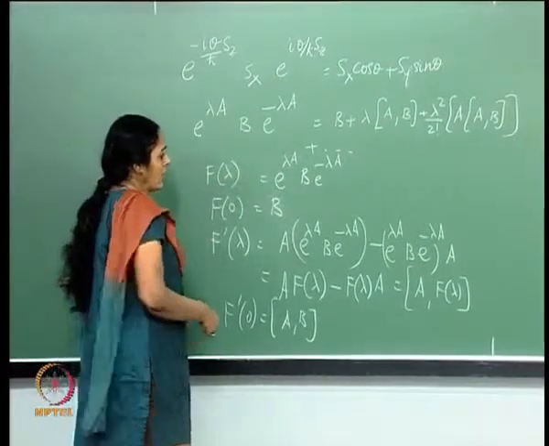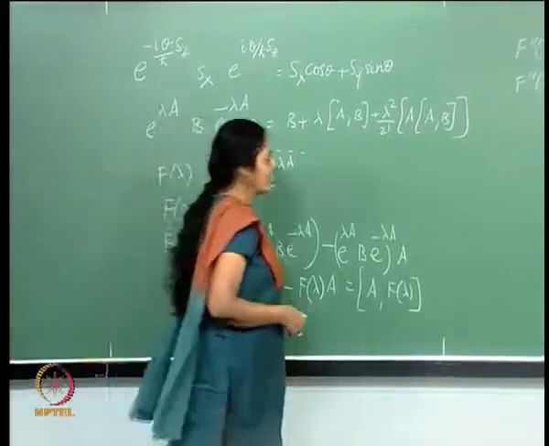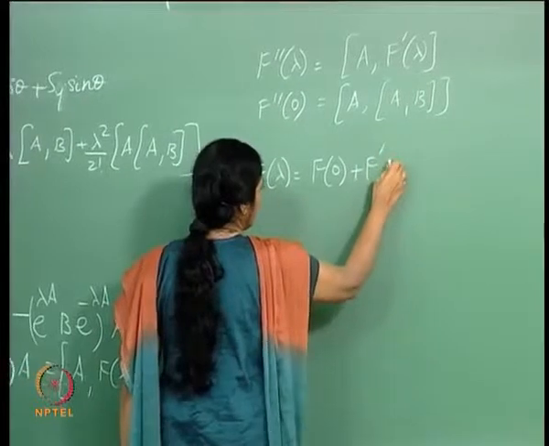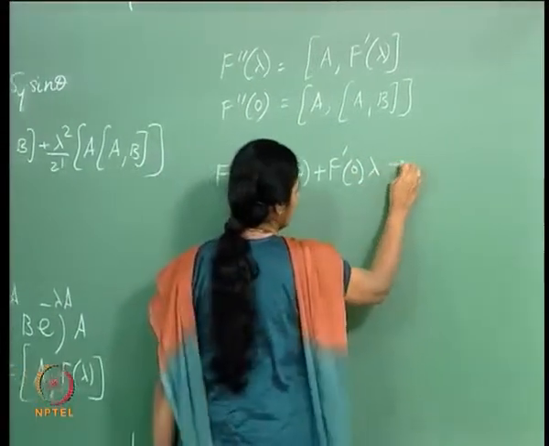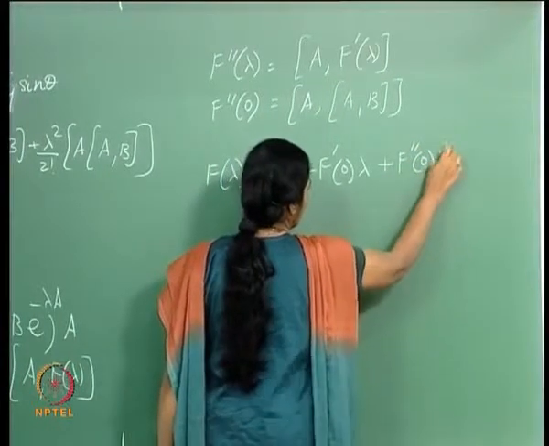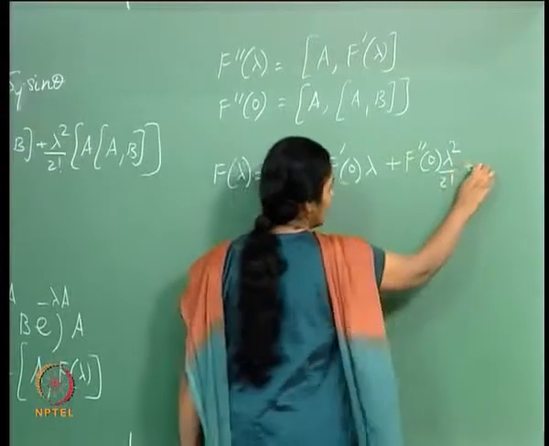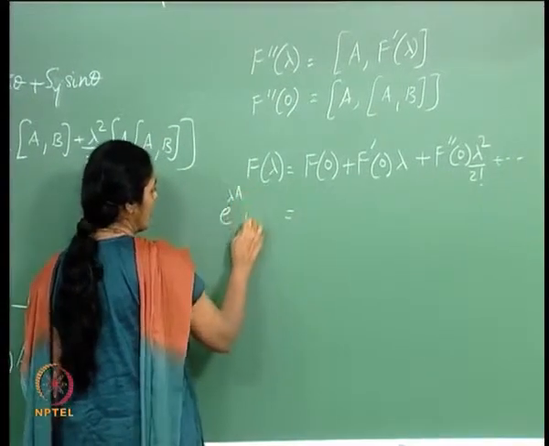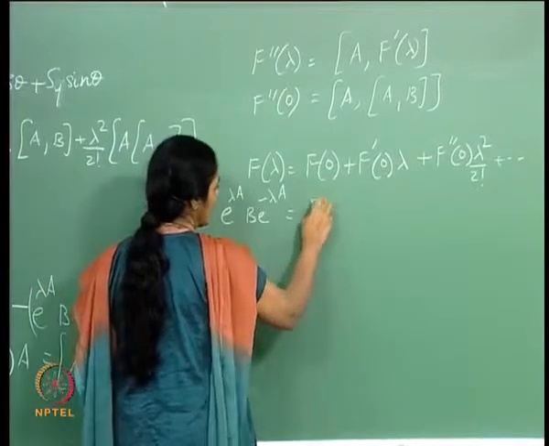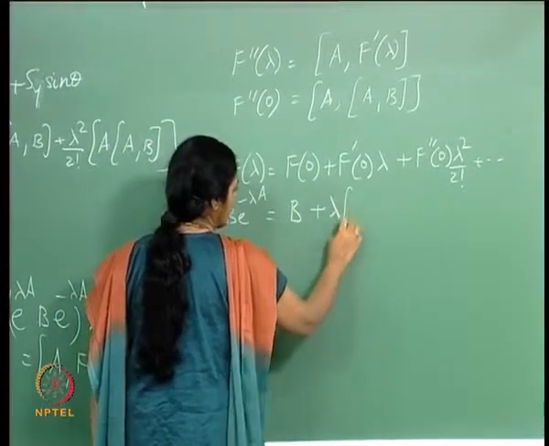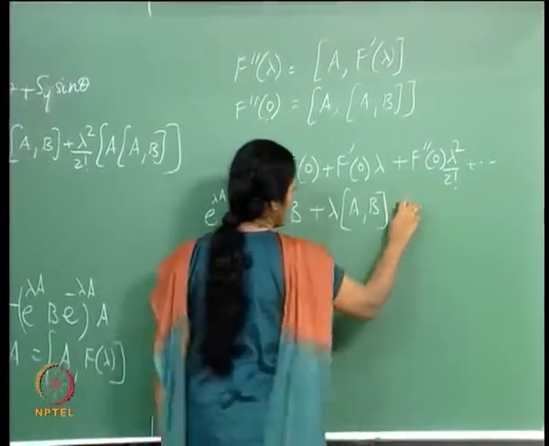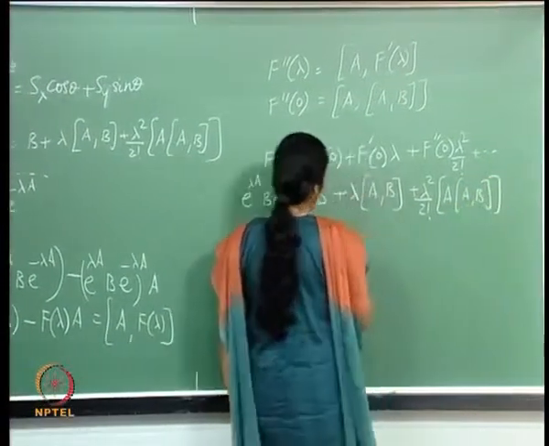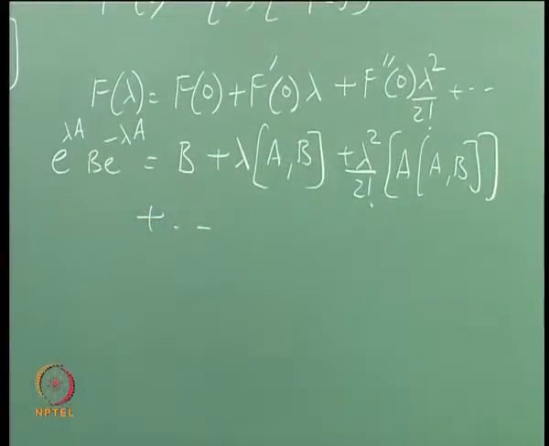It is a smooth function of lambda and therefore can be expanded as a Taylor series in lambda. So, I can write f of lambda as f of 0 plus f prime of 0 times lambda plus f double prime of 0 lambda squared by 2 factorial, and so on. Now, if I substitute, I get f of lambda, which is e to the lambda a b e to the minus lambda a, is equal to f of 0, which is b, plus f prime of 0 times lambda, which is lambda [a, b], plus lambda squared by 2 factorial f double prime of 0 plus so on, and that proves the point.